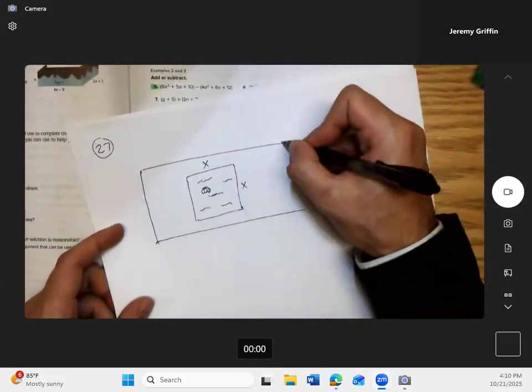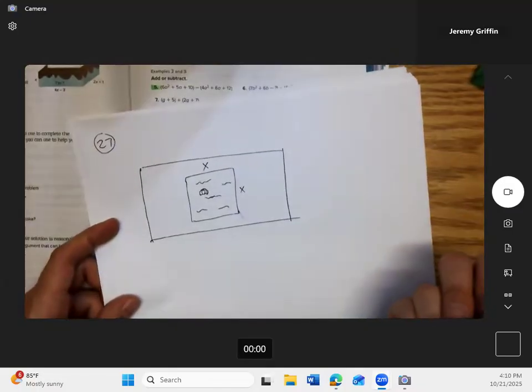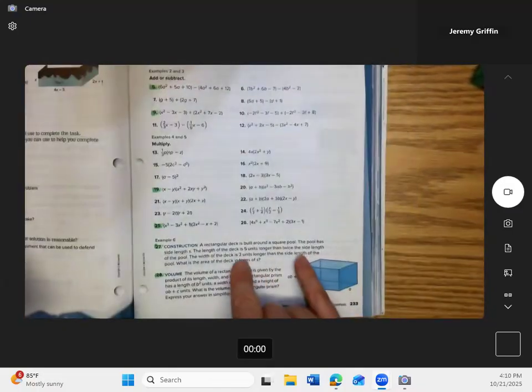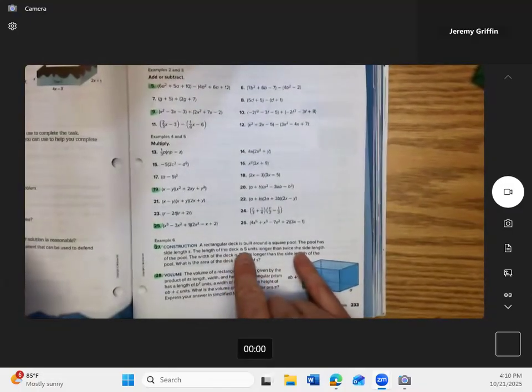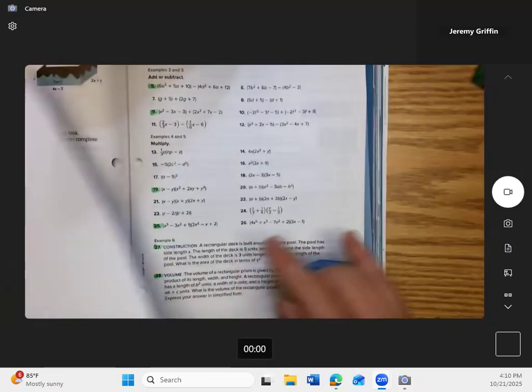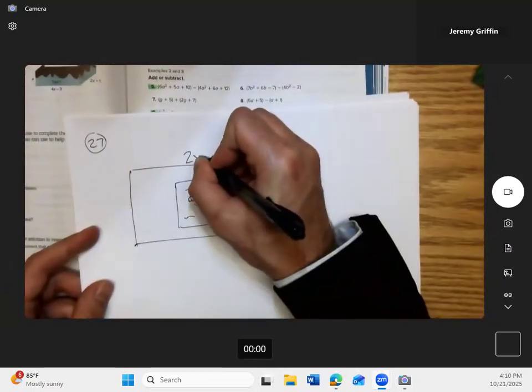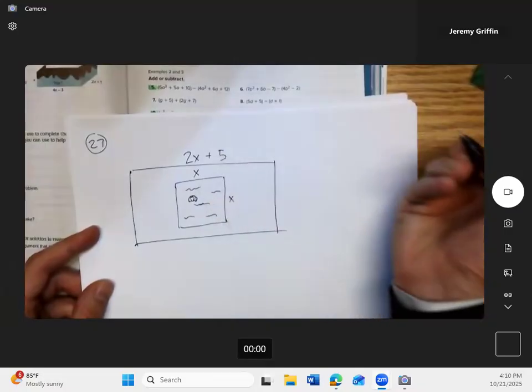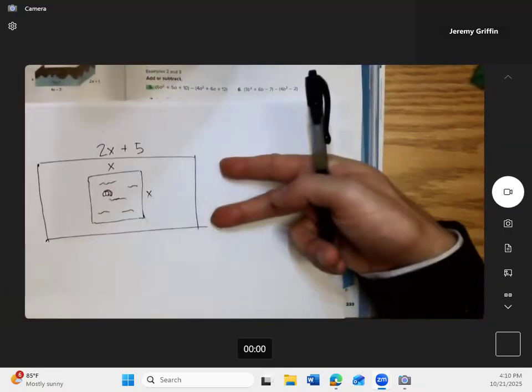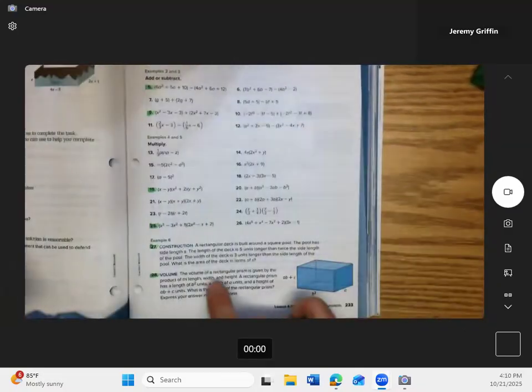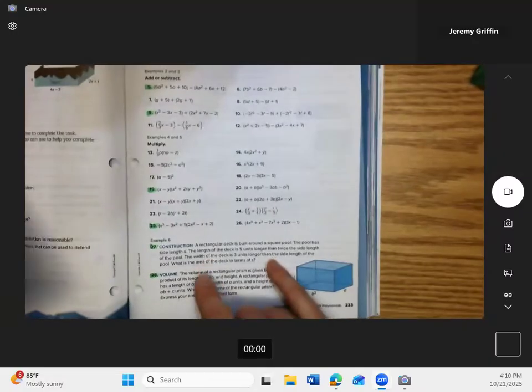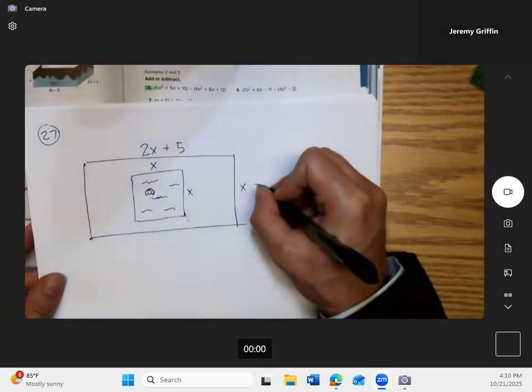Okay. So this is the deck. I just drew a rectangular deck where the length is 5 units longer than twice the side length. So here's twice the side length, then plus 5, right there. And this width right here is 3 units longer than the side length. So whatever the side length x is, we'll just add 3.